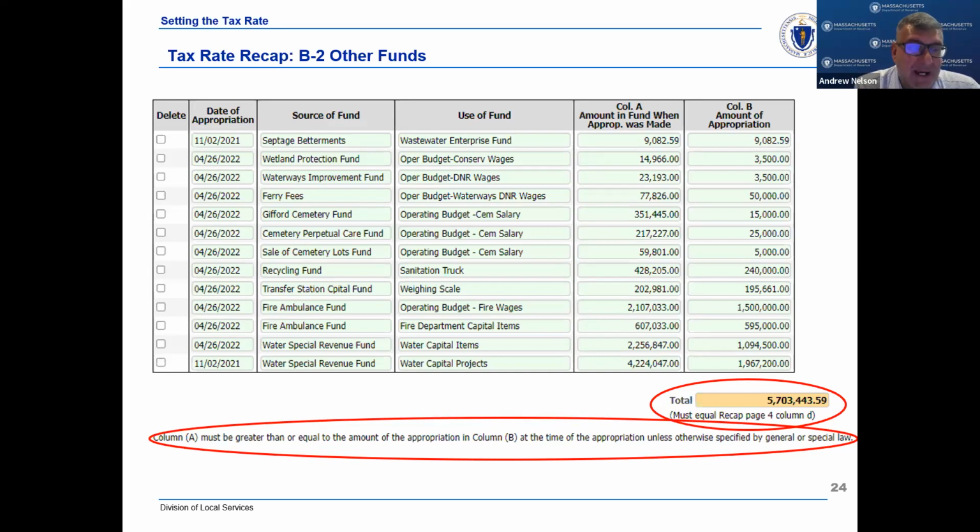This form is filled out by the accountant. And the total on all of these forms is the total that should be on page 4. They should be tying back to page 4 of the recap. So you'll see that this 5.7 million is going to be the number on page 4.